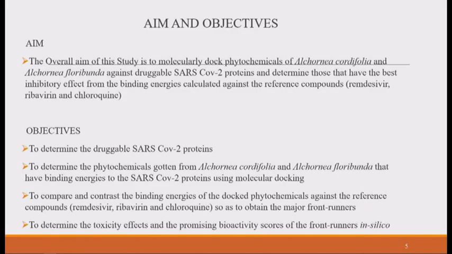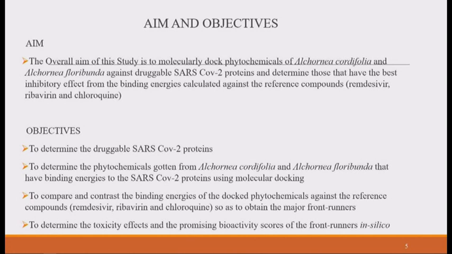Next slide. Now, these are the aim and objectives: to get phytochemicals from two species and molecularly dock them with the two SARS-CoV-2 proteins. And our reference compounds here are three: remdesivir, ribavirin, and chloroquine. They are known to have high antiviral activity, and remdesivir has also been known to have an activity against pro-inflammatory cytokines. So with that, we compare our phytochemicals against these reference compounds to get good front runners to be able to inhibit SARS-CoV-2.